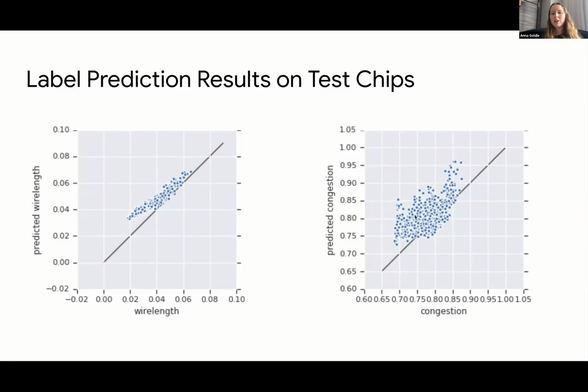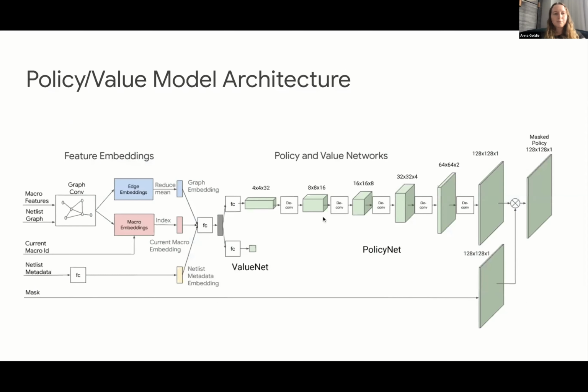For congestion, it's a bit noisier, but congestion is a noisier metric overall. And there's still clearly a correlation here. And in practice, it was strong enough that using this model was actually helpful for us. So here, I'll show you how it fit into our overall policy value model architecture for the RL agent that we use to place these chip net lists.